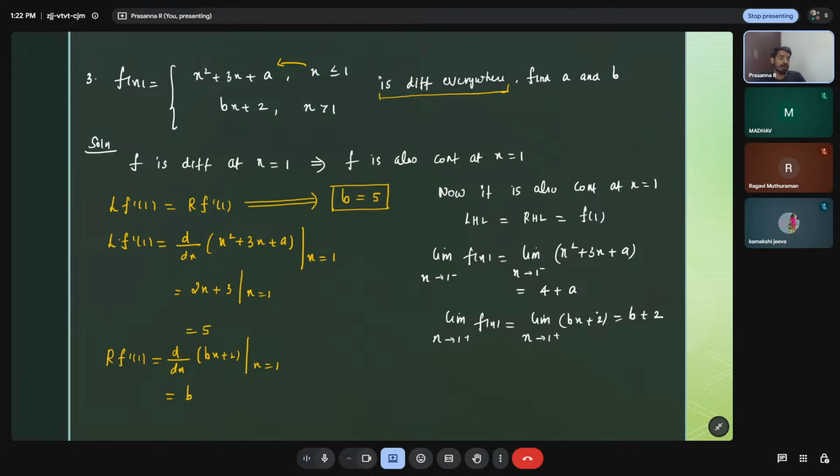So obviously my LHL and RHL have to be equal because it is continuous. That means 4 plus a has to be equal to b plus 2. And we know b is 5. That means a is 7 minus 4. So a is 3. So a is 3, b is 5. So we have already done some problems like continuity at 1. Now we are also making use of L of f dash of 1 is equal to R of f dash of 1. For that you make use of the shortcut, right?